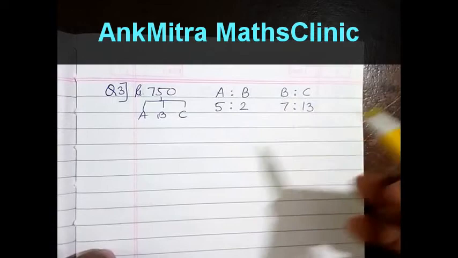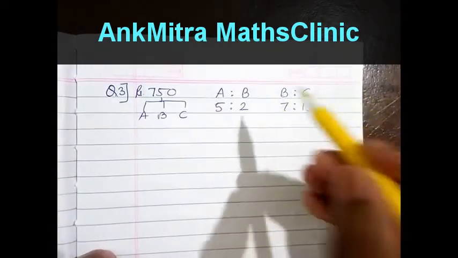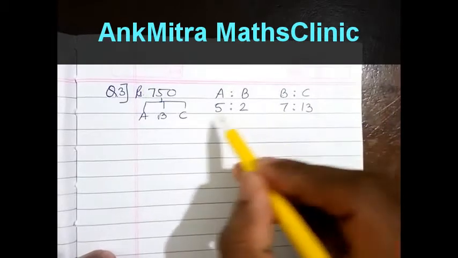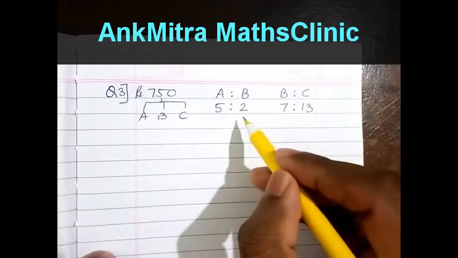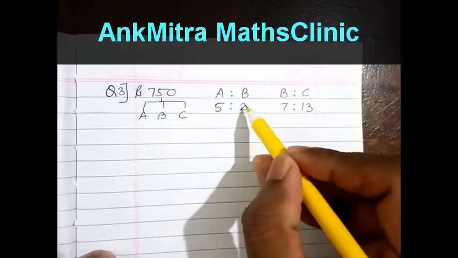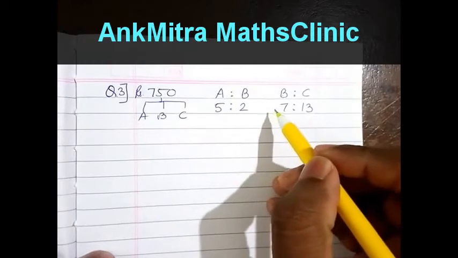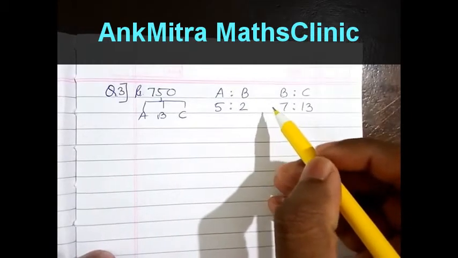Okay, so for that we'll have to actually calculate the share received by each one of them. So to do that, we'll have to bring this ratio in the form of A is to B is to C. To bring that, what we'll do is the corresponding values of B in the two different ratios, we'll have to bring them to an equal number.